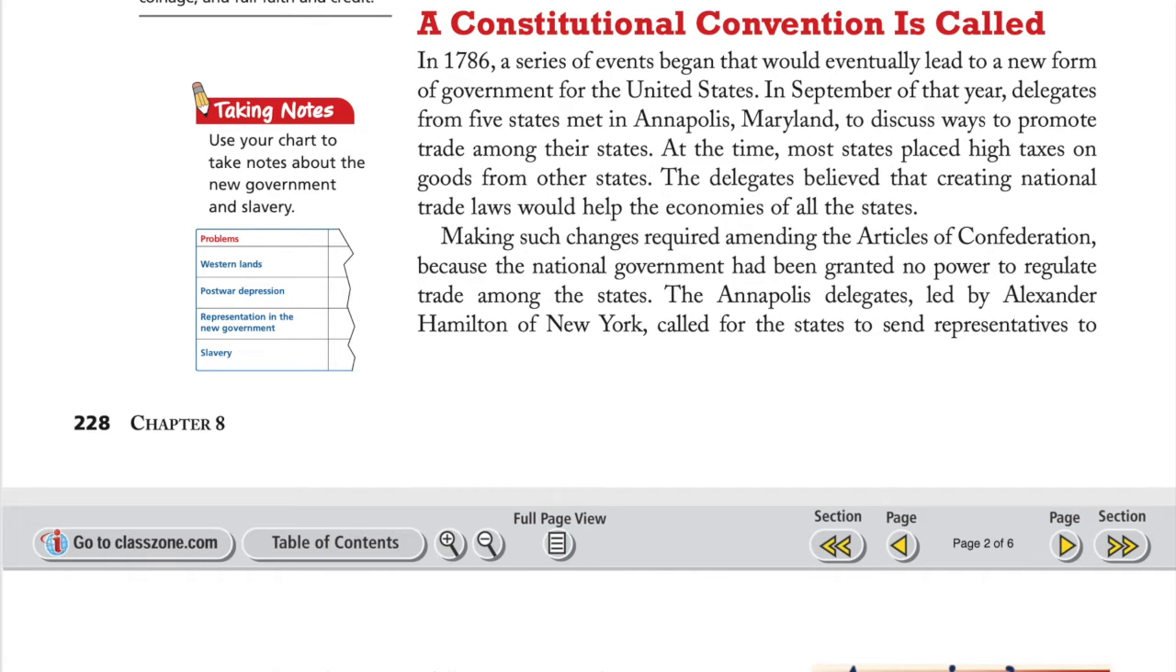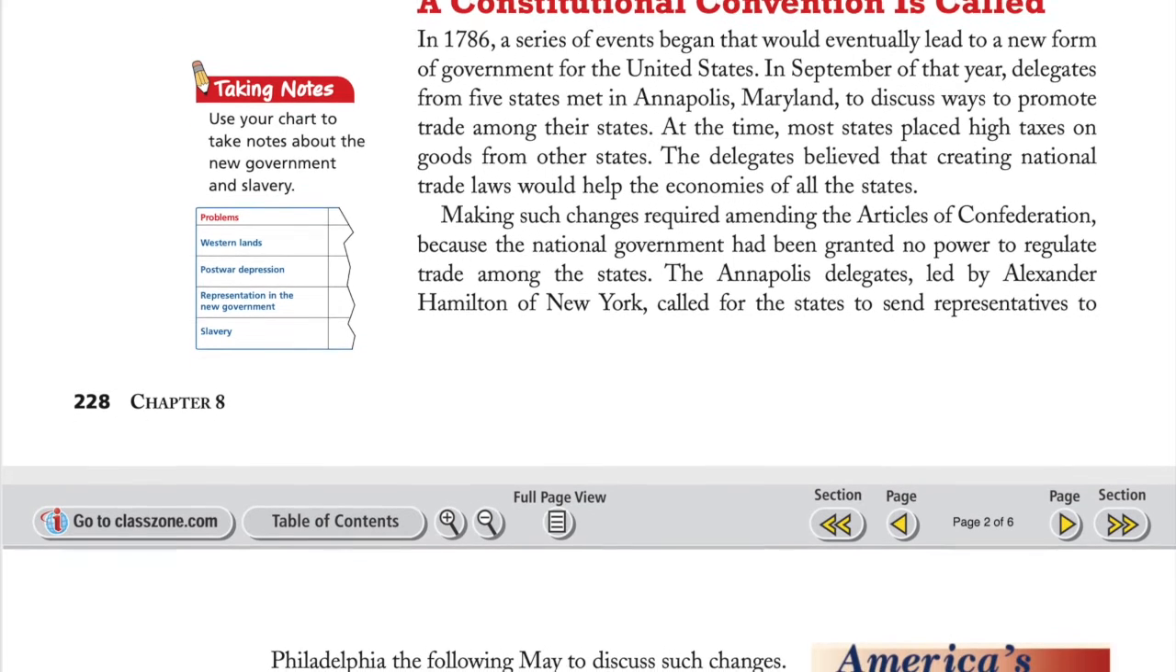Making such changes required amending the Articles of Confederation because the national government had been granted no power to regulate trade among the states. The Annapolis delegates, led by Alexander Hamilton of New York, called for the states to send representatives to Philadelphia the following May to discuss such changes.